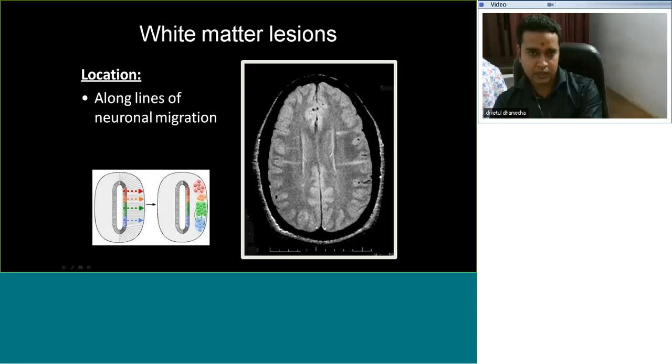As per the neuronal developmental theory, the cells migrate from the central zone to peripheral zones. So this is the zone of migration. So in TS you can find multiple linear or radiating patches of white matter lesions extending from central to peripheral zones, along the line of neuronal migration. This is classic, and they are pathognomonic for TS.